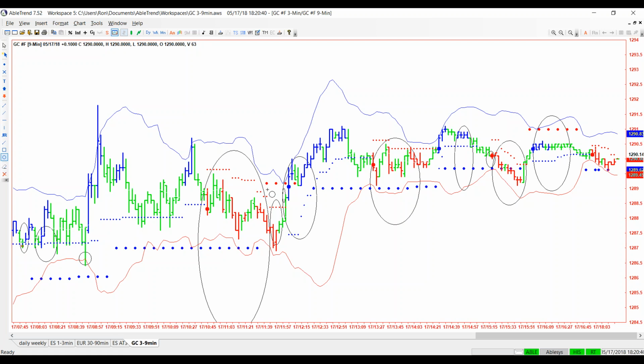But the problem is, how do you know which is a good day? I mean, Tuesday was great. Today stunk. But again, the no trade zone. It could have been a disaster if anybody wasn't using AbleTrend's guidance chart. Just look at the price action. It was just up, down, up, down, up, down, all day long.